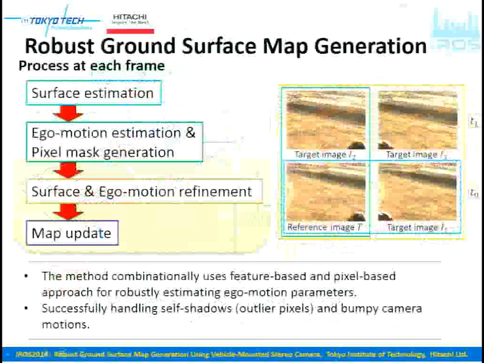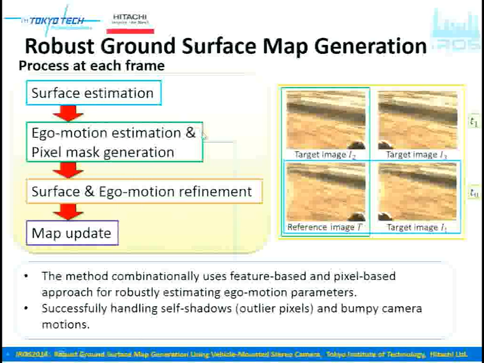This flowchart shows the process flow at each frame. First, a ground surface is estimated using only two stereo images. Second, we estimate an ego motion and generate a pixel mask using only consecutive two left images. Third, the ground surface and ego motion are refined using all images. Finally, we update the ground surface map by the estimated ground surface and ego motion.